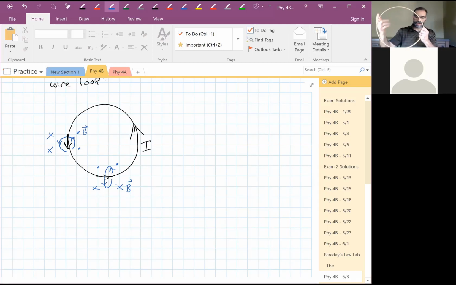Then I can do it anywhere. I can do it at the top of the loop, and I'm going to get the same result. If the current is going that way, to the right, I put my thumb in that direction. Anywhere outside the loop above my thumb, the magnetic field points toward the camera. Anywhere below it, it's going into the loop, away from the camera.